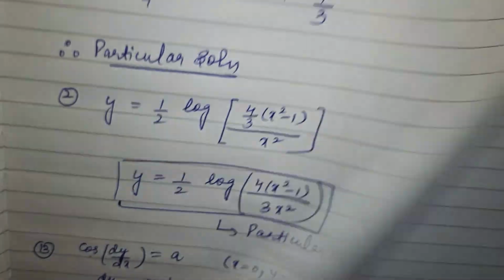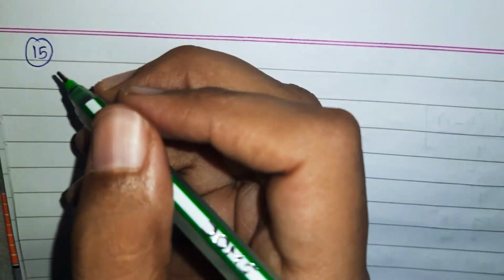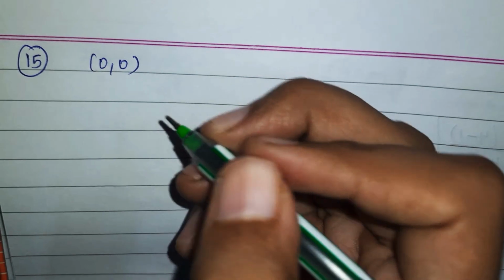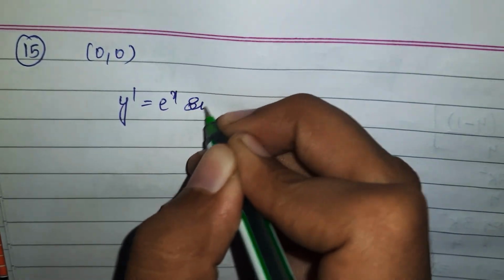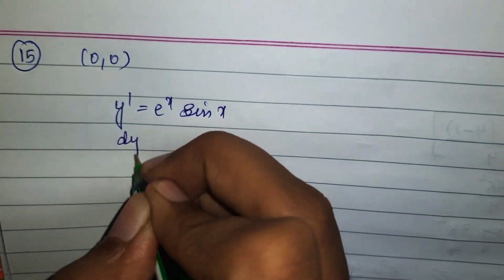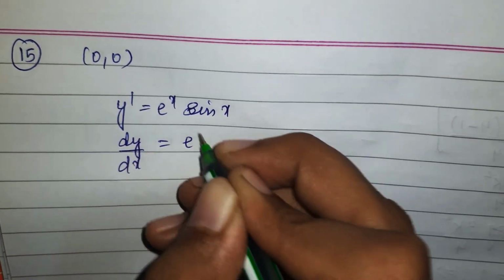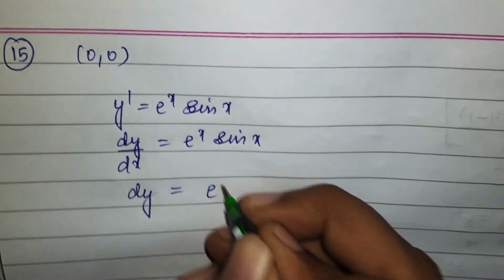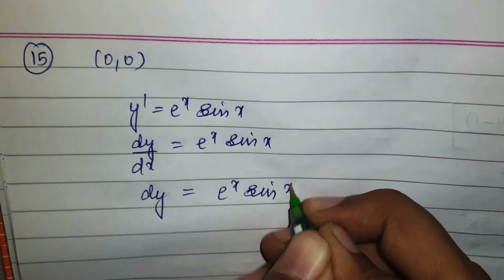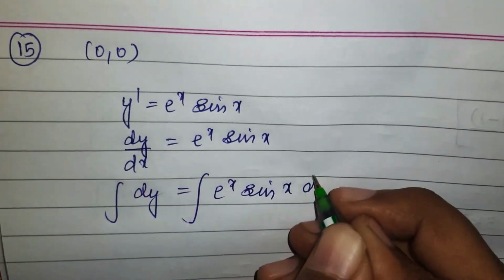Okay, question 14 you will attempt yourself. Now come to question number 15. In question number 15, what they are saying: find the equation of a curve passing through the origin 0, 0, whose differential equation is y dash is equivalent to e^x sin x. So that means dy by dx equals e^x sin x. So dy equals e^x sin x dx. So you will be getting like this.